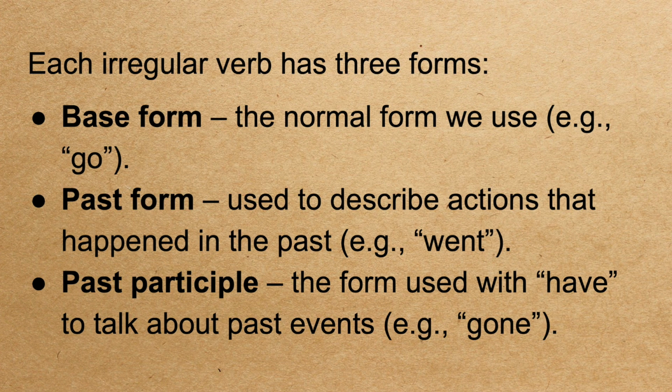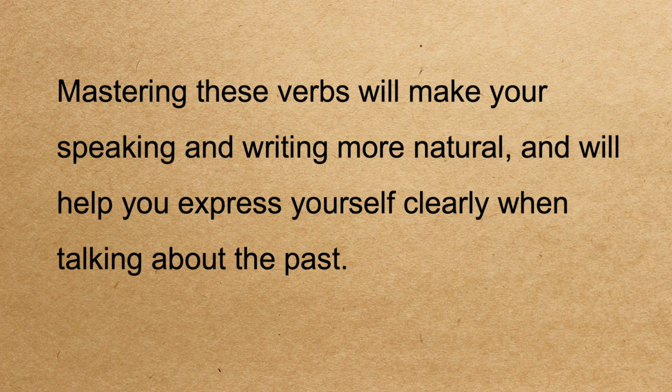Each irregular verb has three forms: base form, the normal form we use, e.g., go; past form, used to describe actions that happened in the past, e.g., went; past participle, the form used with have to talk about past events, e.g., gone. Mastering these verbs will make your speaking and writing more natural and will help you express yourself clearly when talking about the past.